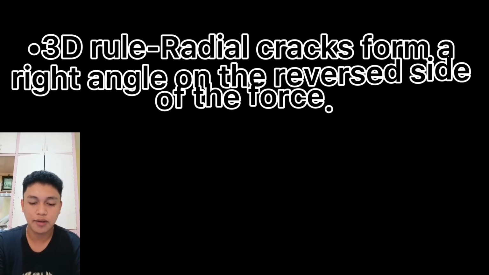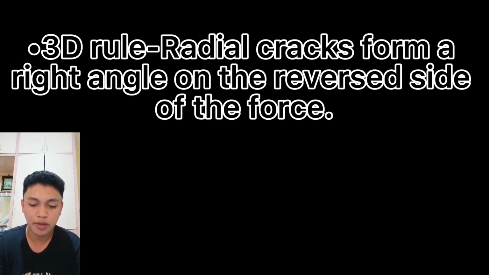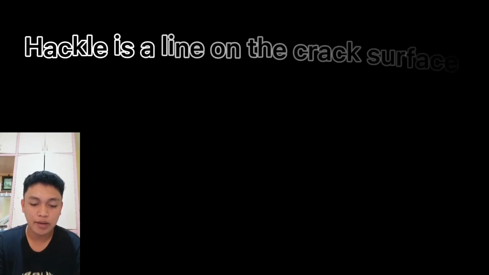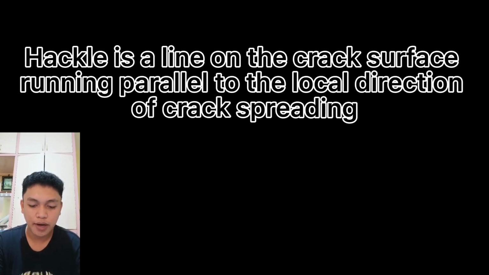Three R rule: radial cracks form a right angle on the reverse side of the force. Hackle is a line on the crack surface running parallel to the direction of crack spreading. The hackle is seen along the Wallner lines, which are curved, and below them are small straight lines.